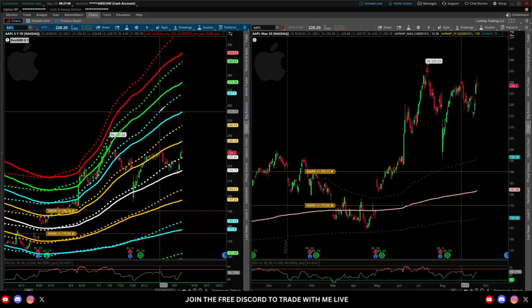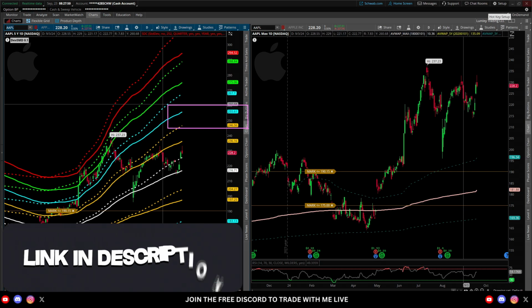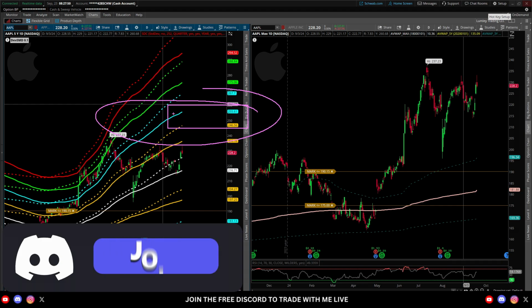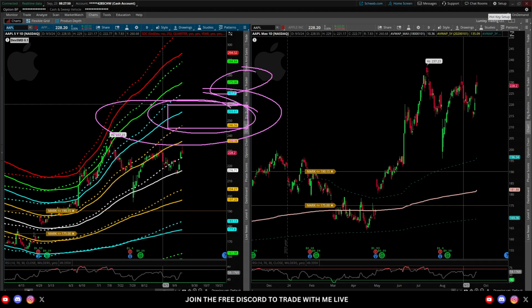But again, that's quite a way away, so that's why we're talking more about that 245 to 255 short game plan. But again, I would never use as much size on that as I would on that short, just as a heads up.